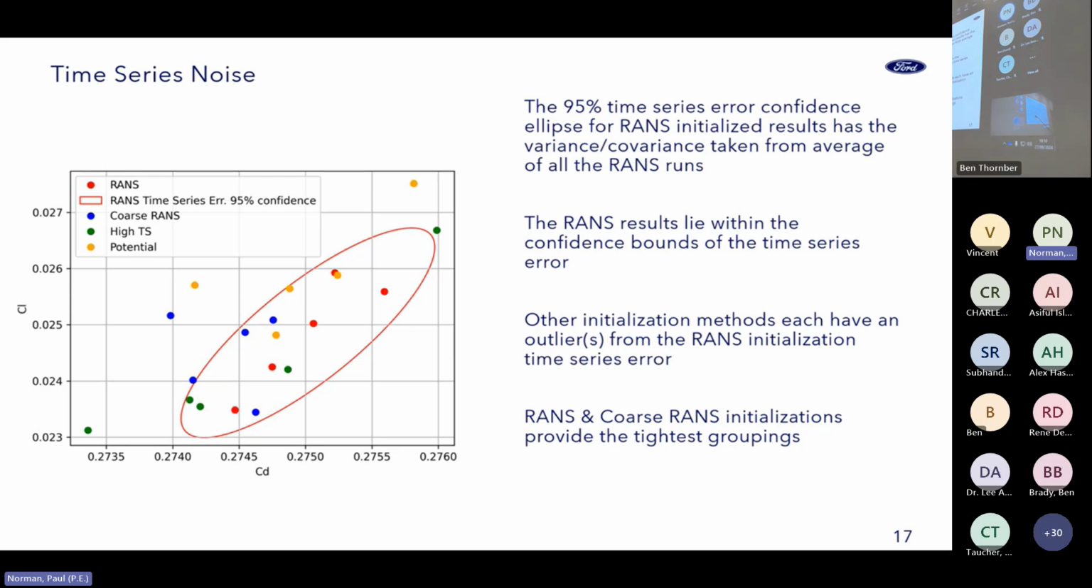And then more qualitatively, just from a CFD process, both the RANS and the coarse RANS results produce a pretty tight clustering, so a very consistent process. So I do like these results.